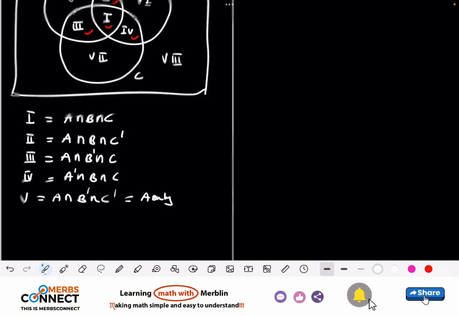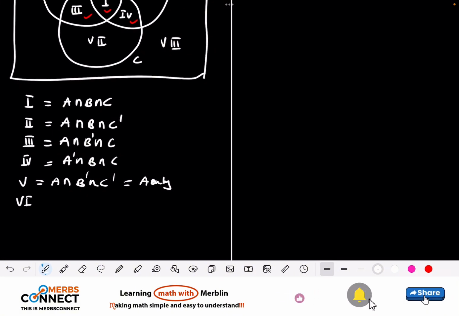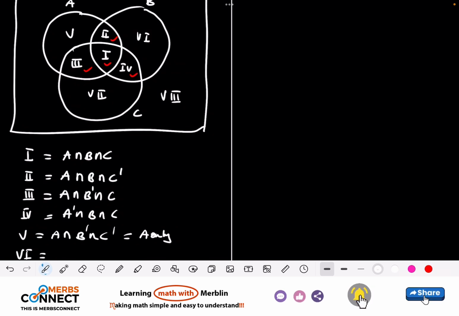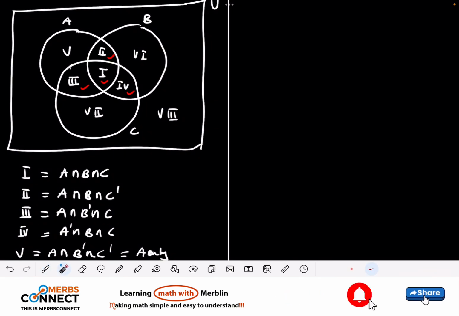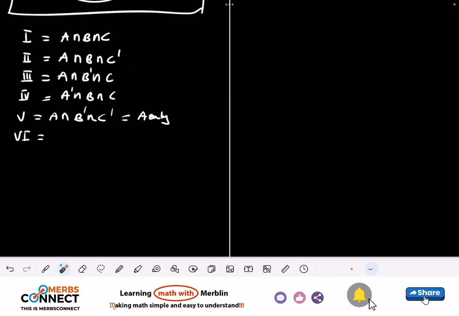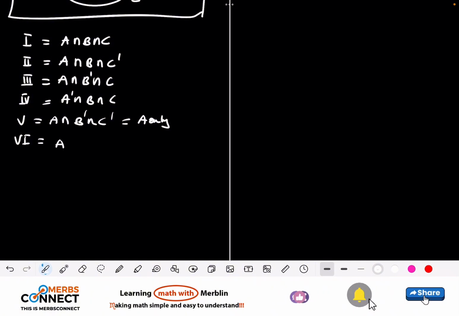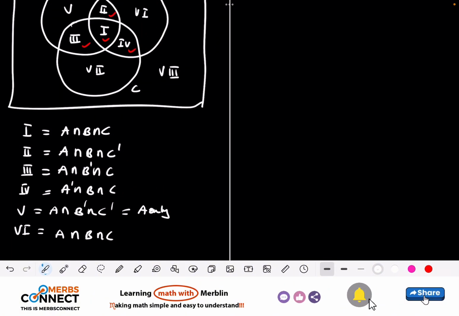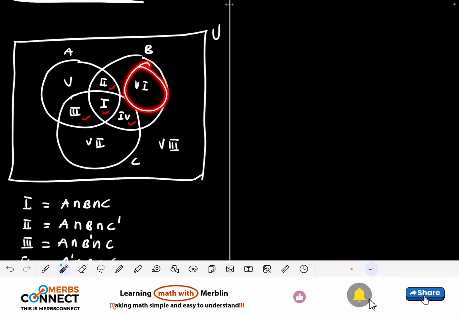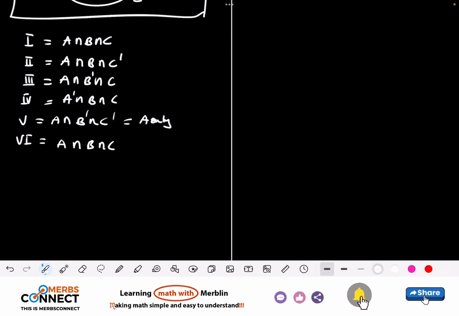Let's look at region VI. So VI is only in B. So the same thing, we need to pick A intersect B intersect C. But it's only in B, as we can see. So we need to take A and C out. A out, C out, and this is B only. So automatically the next one will be A intersect B intersect C.